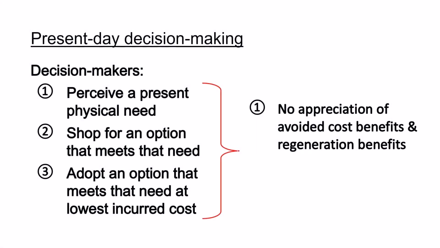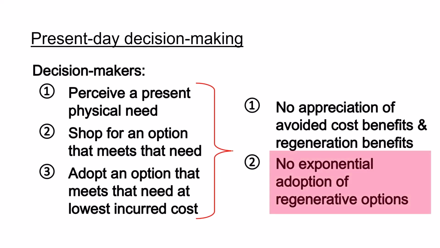Present-day decision-making cannot reverse the planet's ecological crises for 2 reasons. First, present-day decision-making contains no process for appreciating the avoided cost benefits and regeneration benefits of regenerative options. Without appreciation of avoided cost benefits, avoided pollution benefits, and number of species per area benefits, decision makers are not going to persuade themselves to adopt regenerative options.